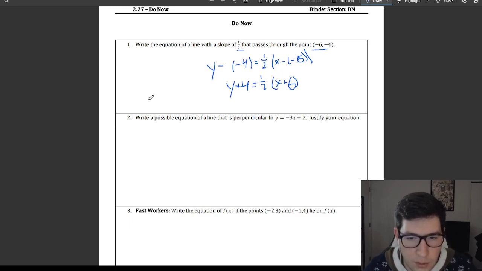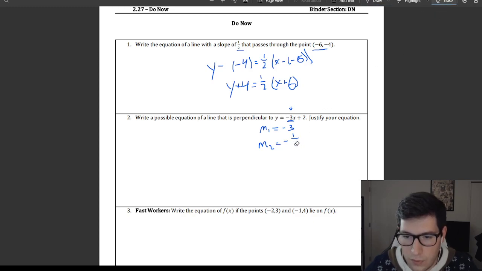Alright, number 2, write a possible equation of a line that is perpendicular to y equals -3x plus 2. So we saw how to do this yesterday. In some classes, you've had some extra practice with this in your float, but we see that our m1 here is going to be a lovely -3. Remember that if we have two lines that are perpendicular, we know that m2 is going to be equal to the opposite reciprocal of our first slope. So m2 is going to actually equal -1/m1.